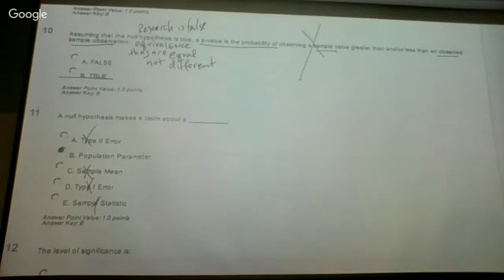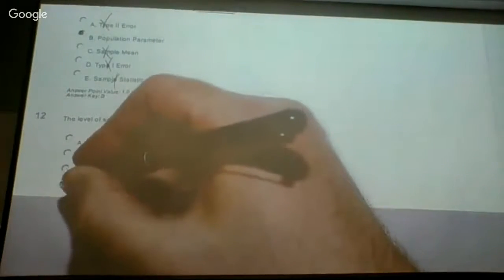All right, 12. 11 down, 159 to go. The level of significance is, level of significance here. What do we mean by level of significance? The level of significance is also known as alpha, and alpha is the probability of what? Probability of type 1 error. 12D.